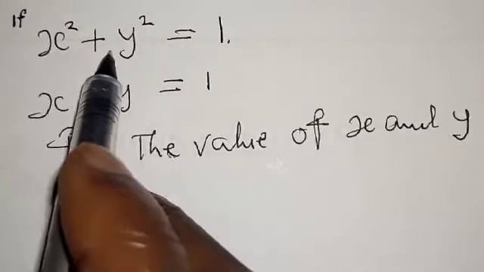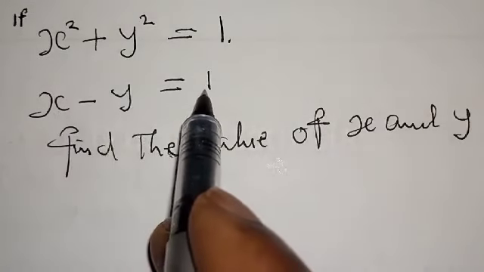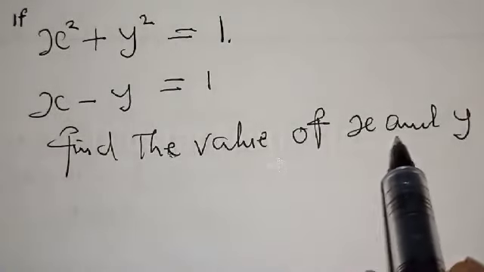If x squared plus y squared is equal to 1, then x minus y is equal to 1. Find the value of x and y.